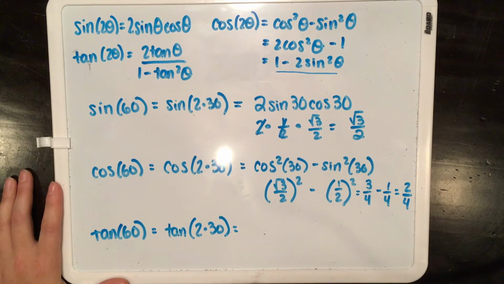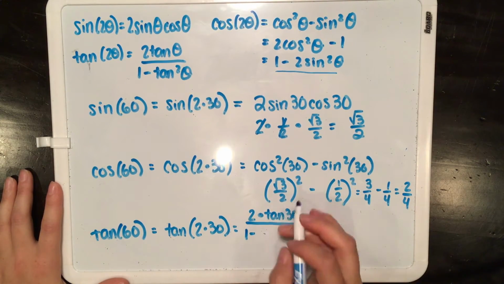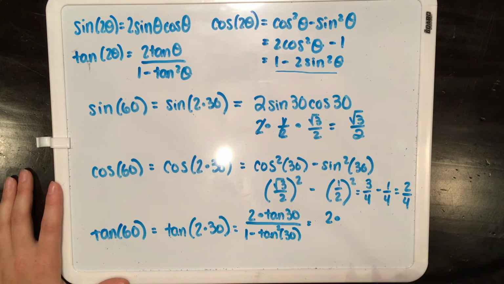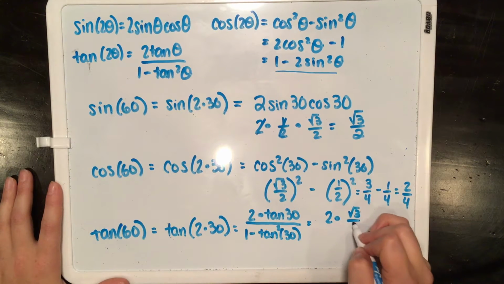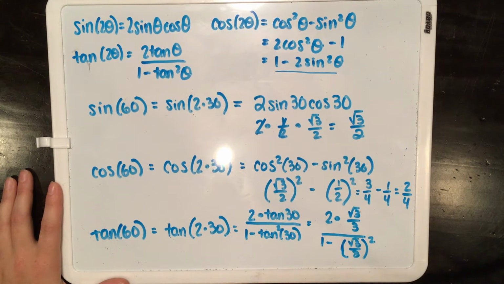So if we plug it into our formula, 2 times tan of 30 divided by 1 minus tan of 30 squared. 2 times tangent of 30 is 2 root 3 over 3. 1 minus square root of 3 over 3 squared. So now if we reduce this, I'm going to bring it over here. 2 root 3 over 3 is on top, and we're dividing that by 1 minus this quantity squared.